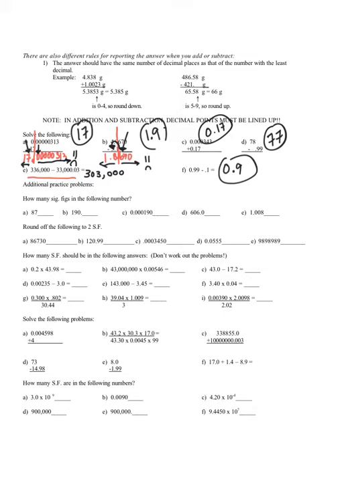To practice with all of the information we've learned so far, let's work the rest of these problems quickly. In the first set, we're going to think about how many significant digits there are in each of the following measured values. In 87, there are 2 significant digits, 1, 2. In 190, there are 3, 1, 2, 3. In 0.000190, there are 3. In 606.0, there are 4. And in 1.008, there are 4.